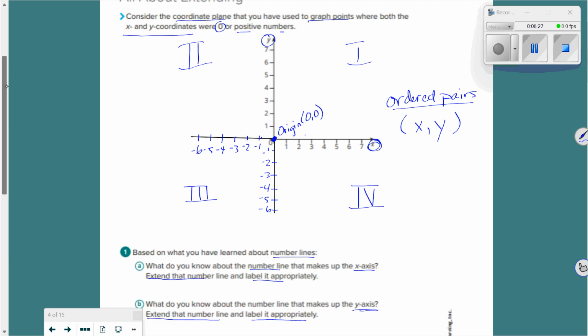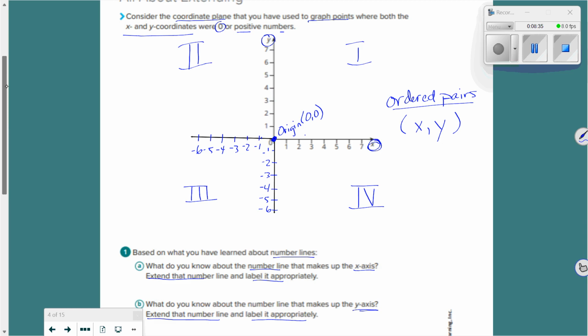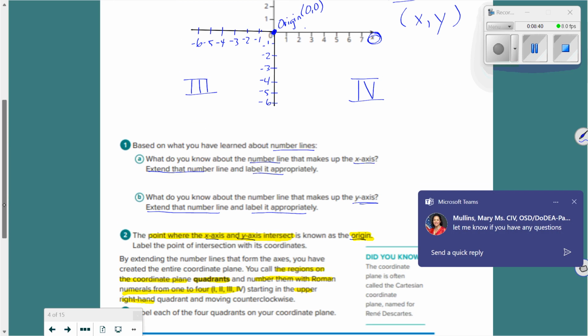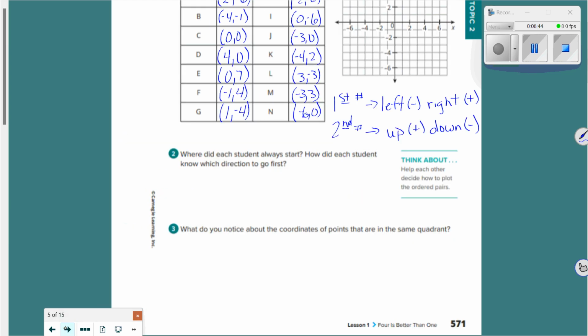Everybody good so far? So this page is a lot of terminology, but if you're understanding the terminology, that's going to help you as we continue to move forward. Everybody good? Okay. Go to our next page.